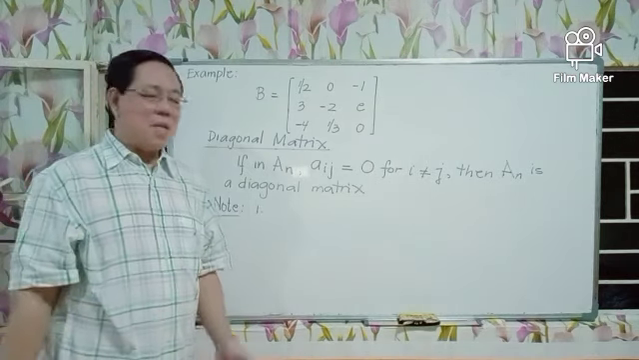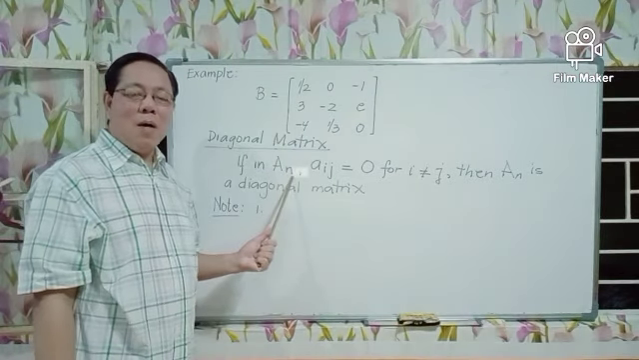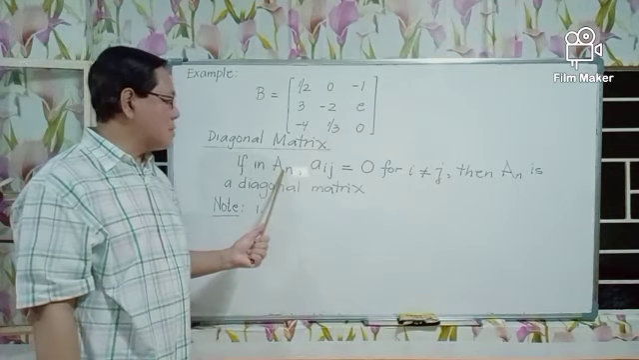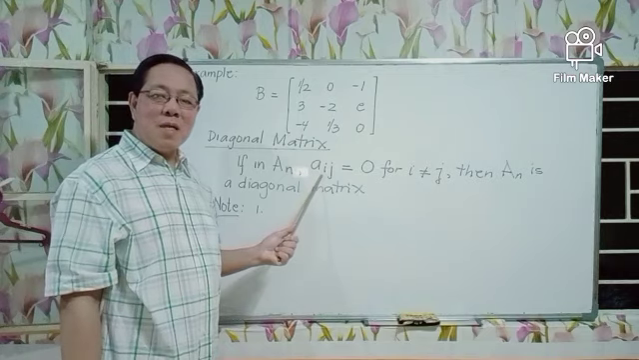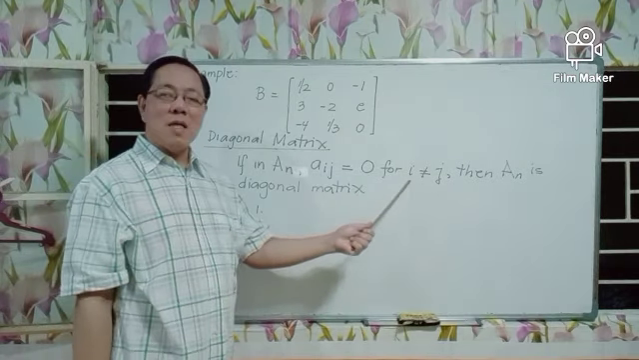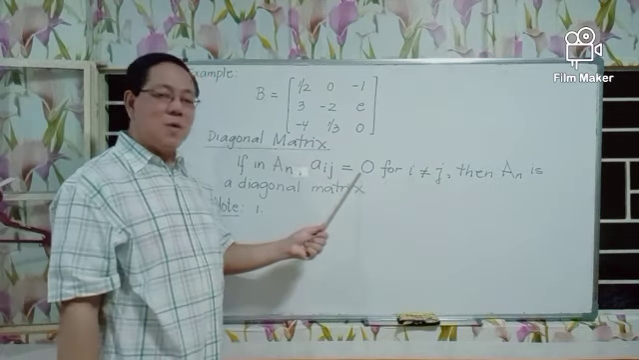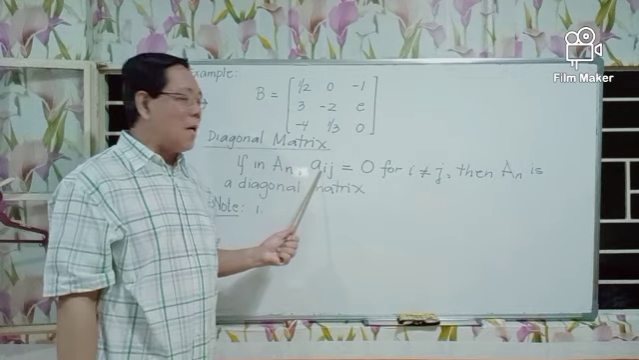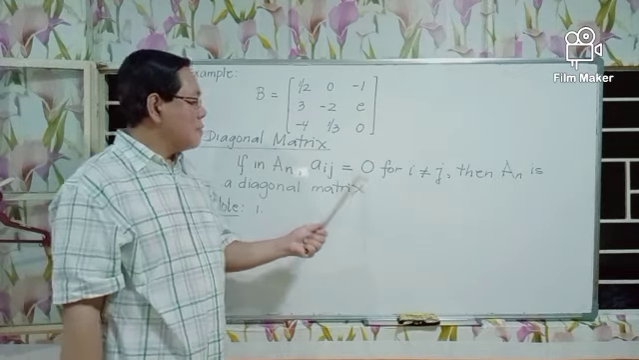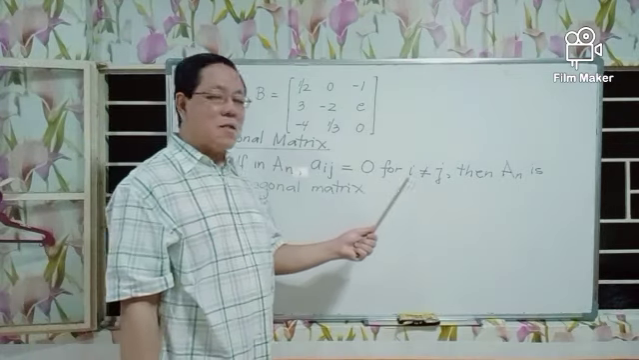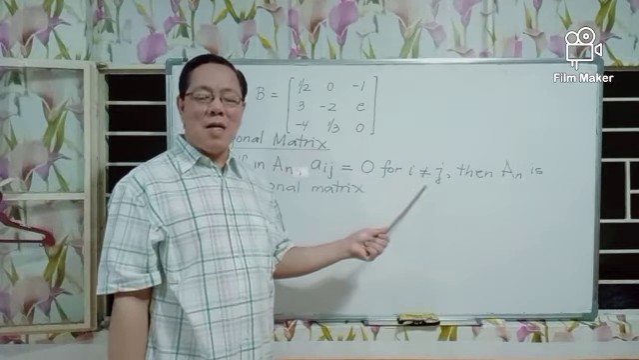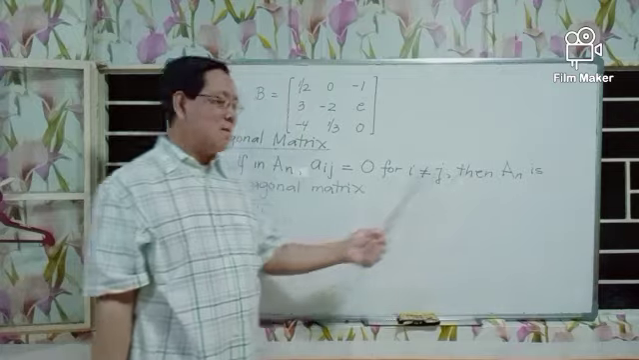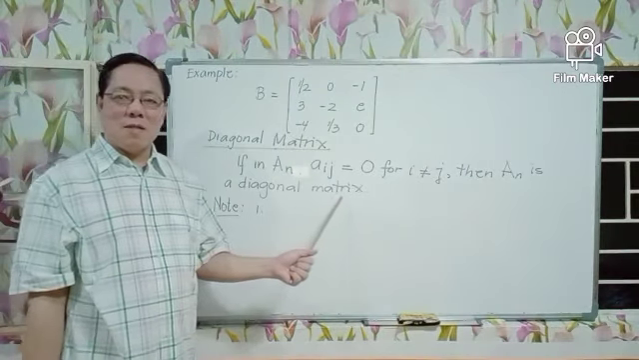If we have a square matrix A with size n by n, which means that the square matrix A has n rows and n columns, and the entries A sub ij, where i is not equal to j, are 0, which means that the non-diagonal entries of the matrix A sub n are all 0. These are the non-diagonal entries because the subscripts i and j are not equal. Then we call the square matrix A sub n a diagonal matrix.